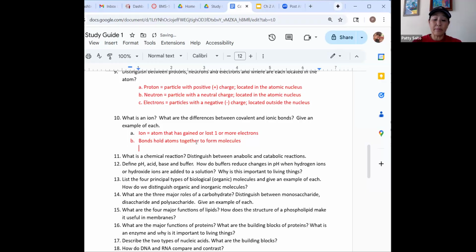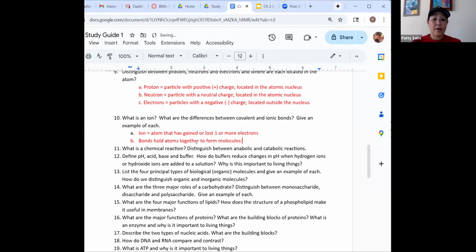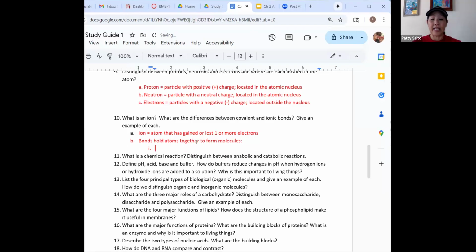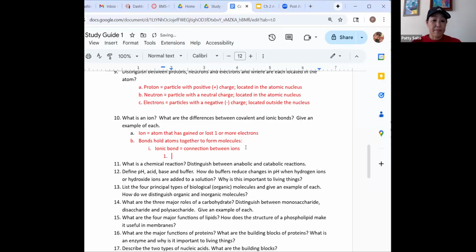Okay, now there are different types of bonds. Let's take a look at the different types. The first one is called an ionic bond. Obviously, just from the name, it is a bond formed between ions. I'm going to give you an example. An example would be table salt. All right, so I'm going to show you a picture.